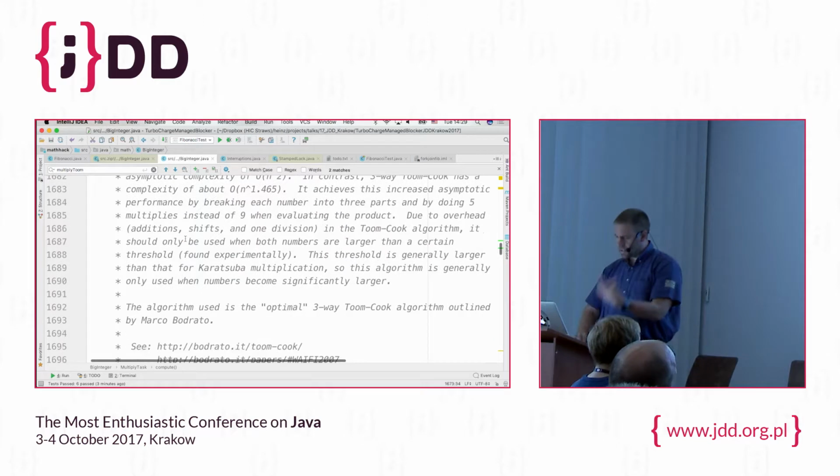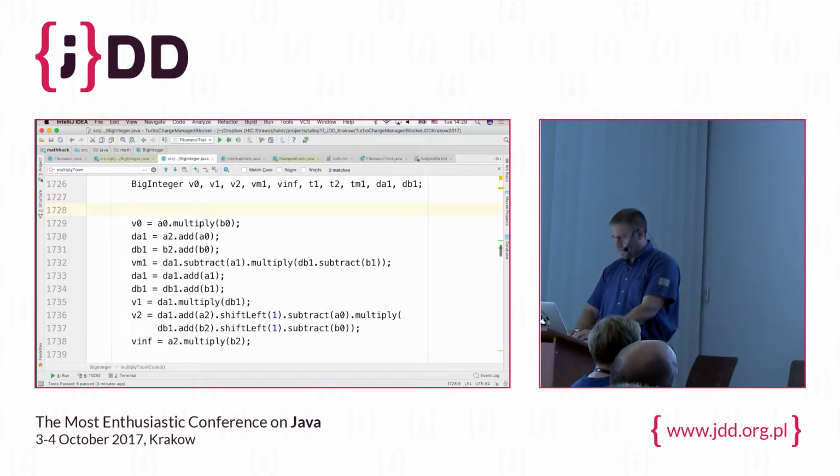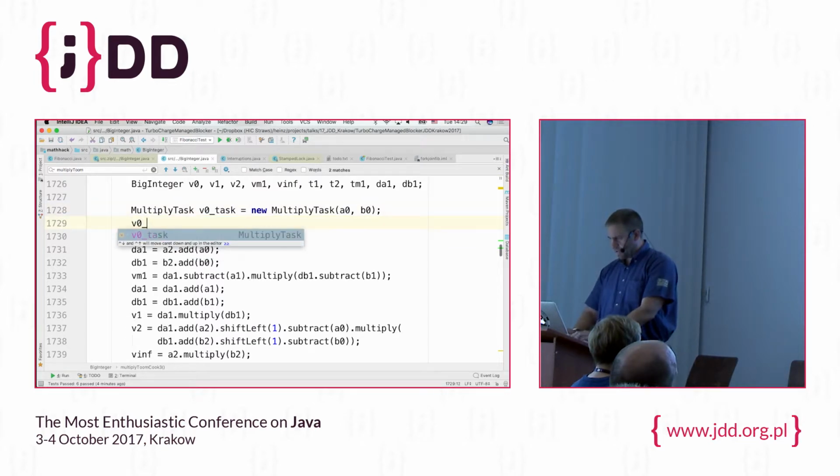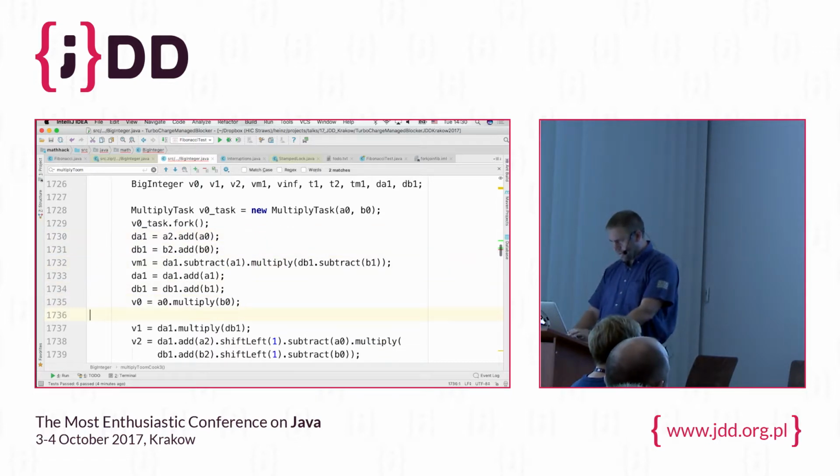And then it's the same principle again. Before we do the first multiply, we're going to say MultiplyTask v0Task equals new MultiplyTask(a0, b0). That's the same as you have over here, these two. v0Task.fork. And before we do the third multiply over there, we're going to join and say v0Task.join.